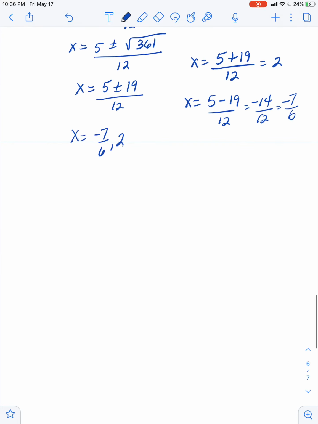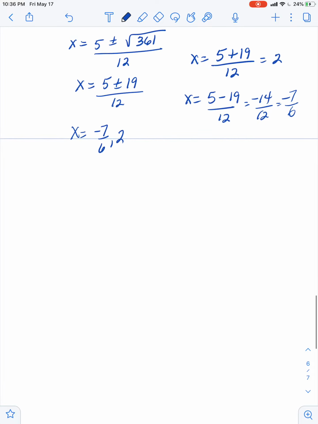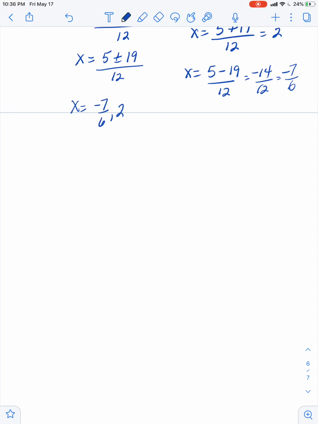Okay, I think I'm going to go ahead and do 12 for you, just because of time. It's getting late, Friday night here, and I would like to get to bed at a decent time.